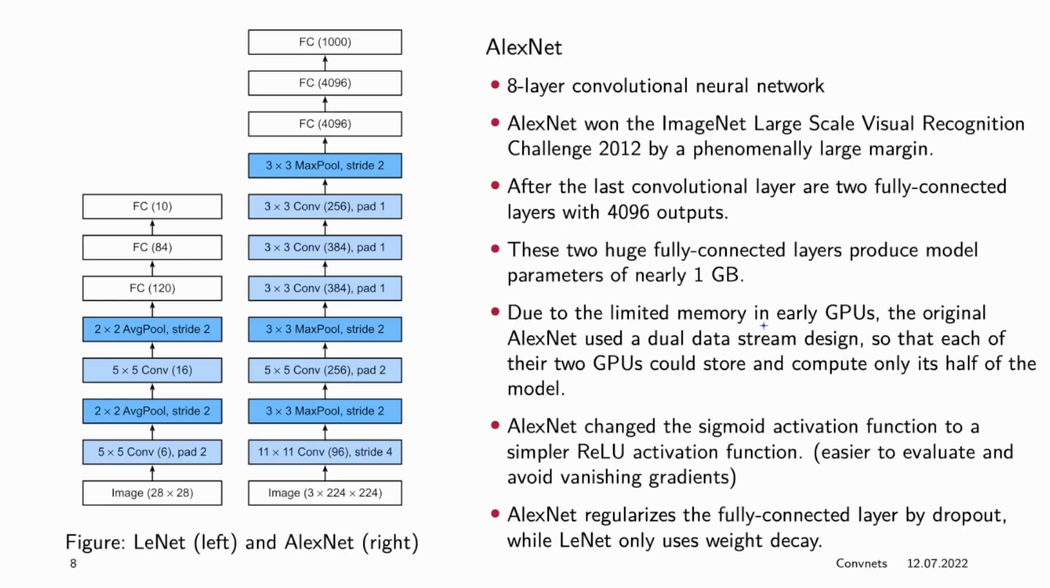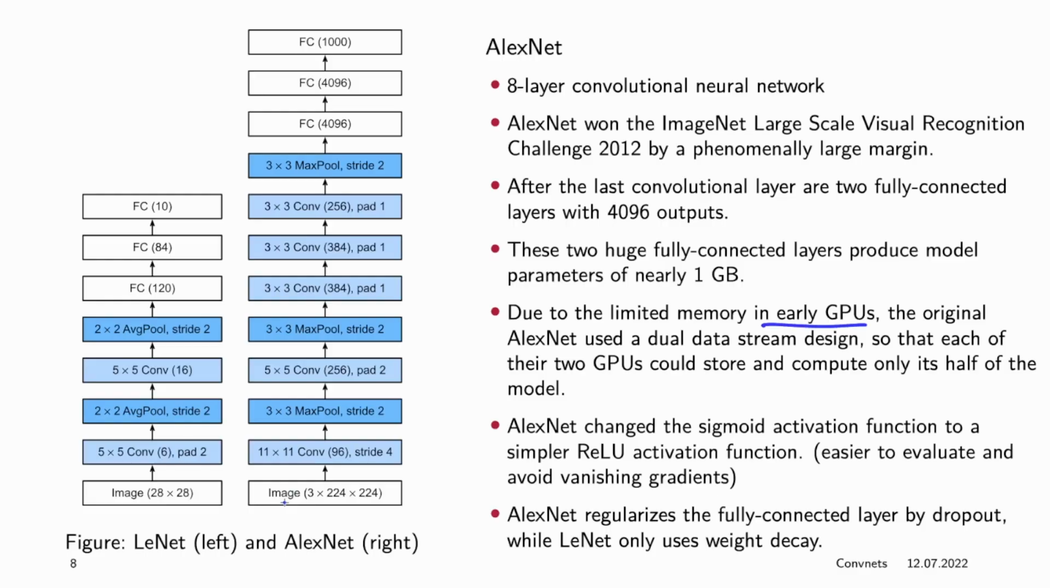Due to the limited memory of these early GPUs, the original AlexNet used a dual data stream design such that 2 GPUs could store and compute half of the model. And you have to imagine that this was implemented from scratch, so they couldn't use all of these convenient software tools and packages that we have access to today. AlexNet won the ImageNet large-scale visual recognition challenge by a huge margin in 2012.